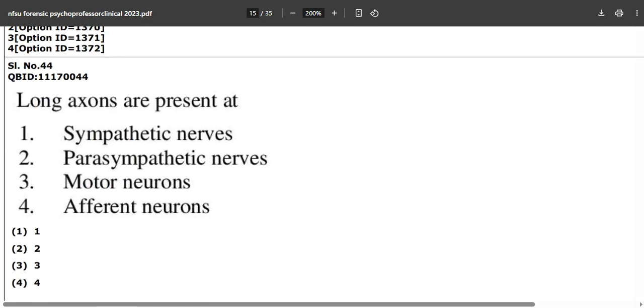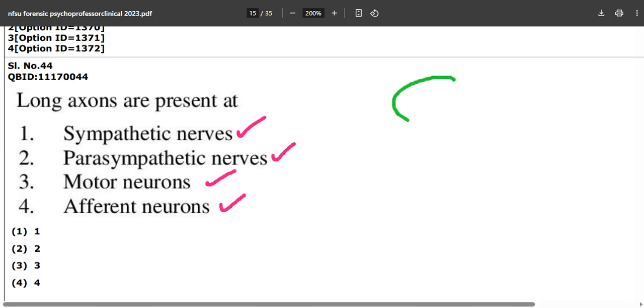This is a good question. You have to use your mind over here. Long axons, not mind, brain. Long axons are present at the sympathetic nerves, parasympathetic, or motor or afferent neurons.